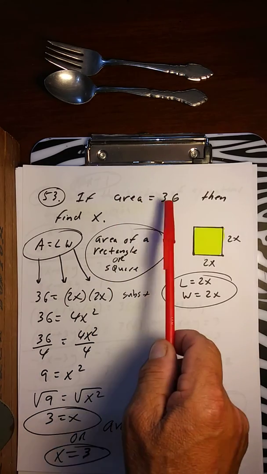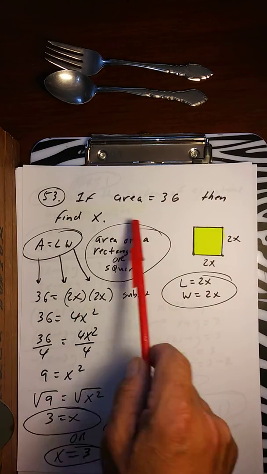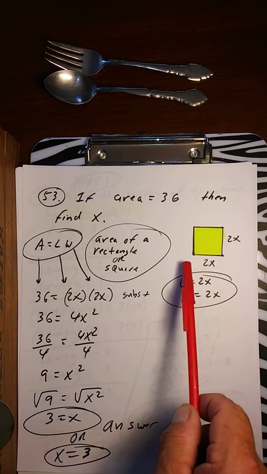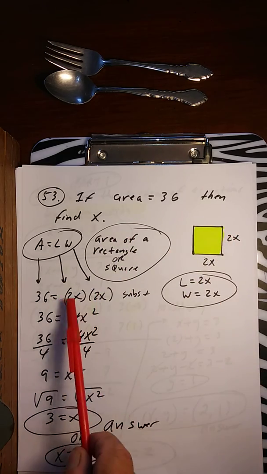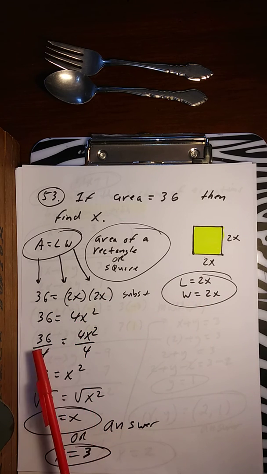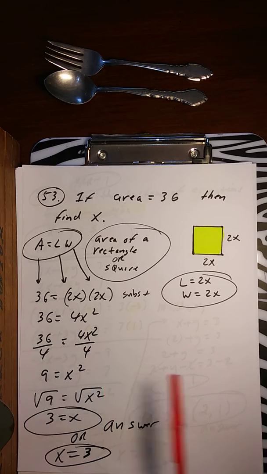Find x, if the area is 36 for this. Well, we know it's 2x by 2x. So the area of a rectangle or a square is length times width. The length is 2x, the width is 2x, so 2x times 2x is 4x squared. Divide by 4, divide by 4.